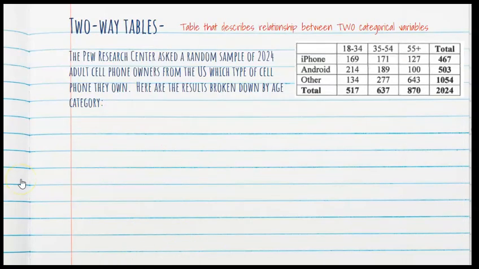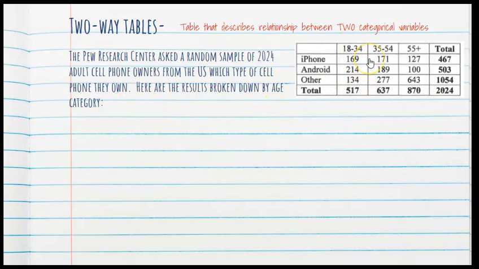All right, now two-way tables. It is a table that describes the relationship between two categorical variables. So in this situation, Pew Research Center has asked a random sample of 2,024 adult cell phone users from the US which type of cell phone they own. Here are the results broken down by age category.